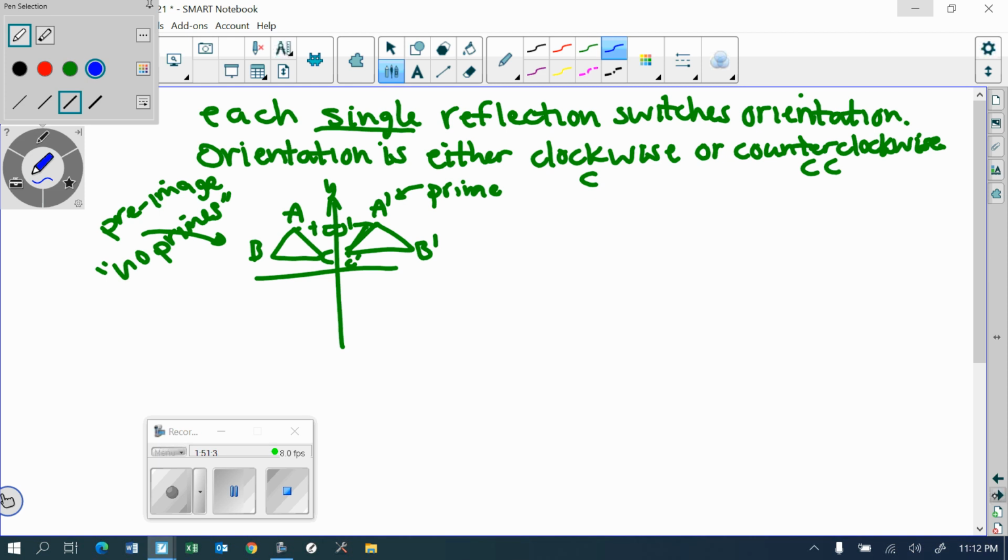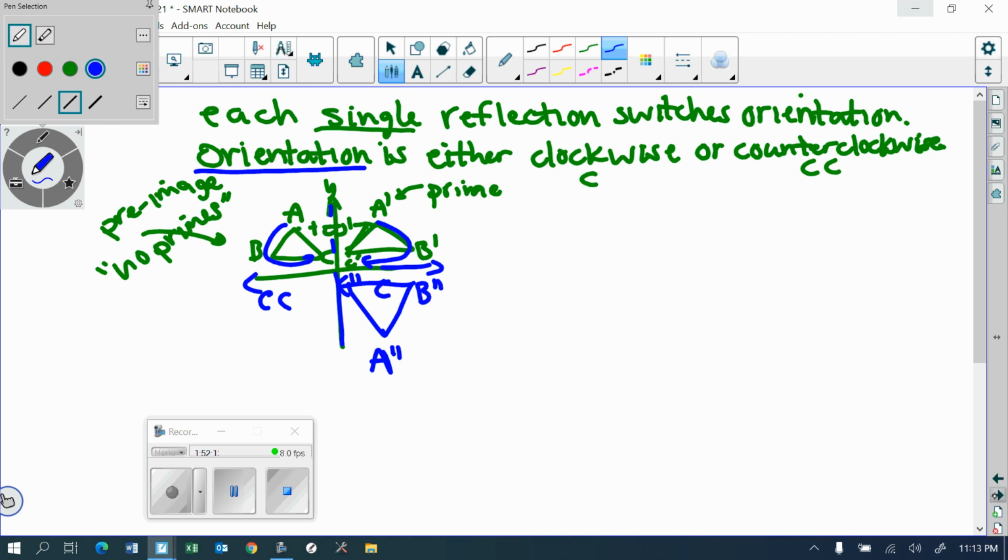Okay, so now I talk about the orientation. If I go ABC, notice that is counterclockwise. But on this single reflection over, ABC is now clockwise. So notice it switched orientation from counterclockwise in the preimage to clockwise in the image. That's what it means to switch orientation for every single one. Then if I reflect this one over the x-axis, that goes there, that goes there, that goes there. So now this is A double prime, B double prime, that's how you pronounce it, and C double prime.